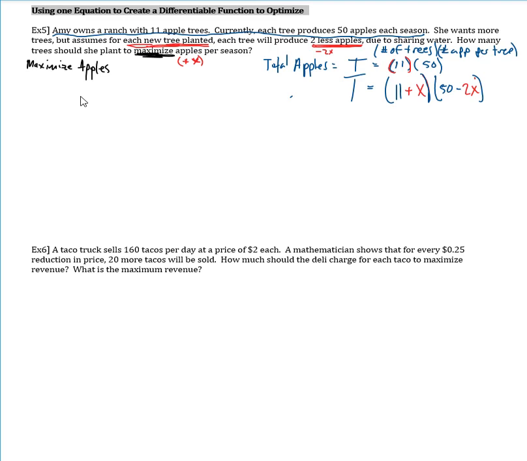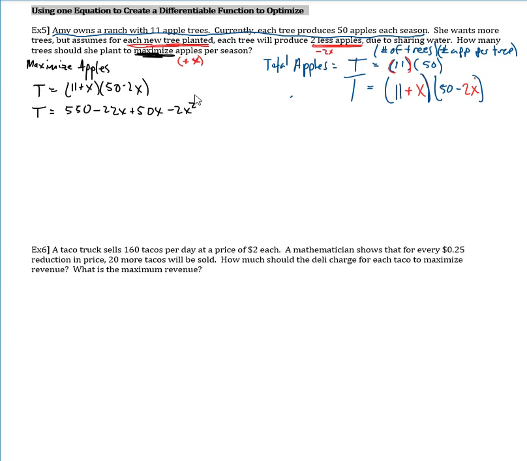We want to maximize apples, our total apples equation. So this was all just our scratch work. We want to maximize T equals 11 plus x times 50 minus 2x. Now we can start to FOIL this. So T is equal to 11 times 50, which is 550, then minus 22x, and then plus 50x, and then minus 2x squared.